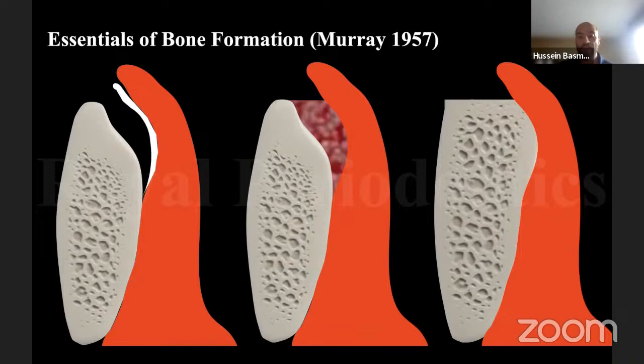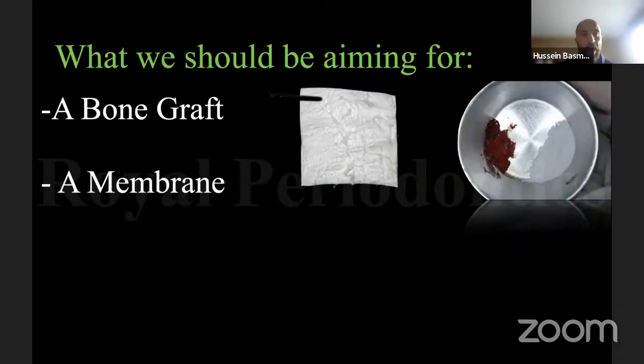But there are other factors that we should always consider. As I mentioned, we have different types of bone graft. We have different types of membranes that we could use, and we have to understand the difference between those types of membranes and grafts, and where we're going to use them.